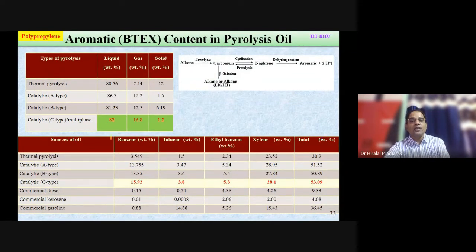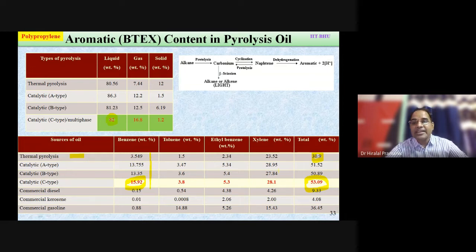Similarly, for polypropylene, it is found that with catalytic multi-phase you get 82%, right? And for C type, in terms of BTEX, 53.09, whereas it is only 30.9% for thermal pyrolysis. But C type is giving the highest percentage of BTEX. But you can say that 15.92% is benzene. In all the cases, benzene is the highest amount, yes.